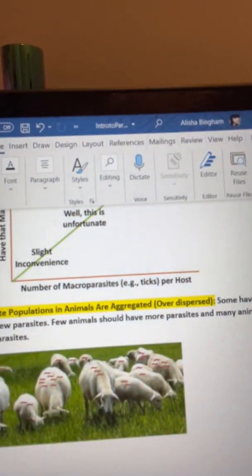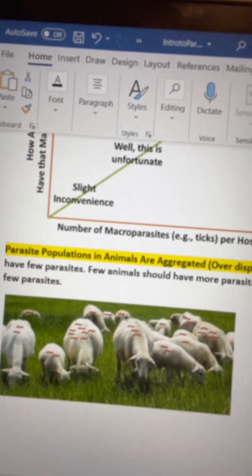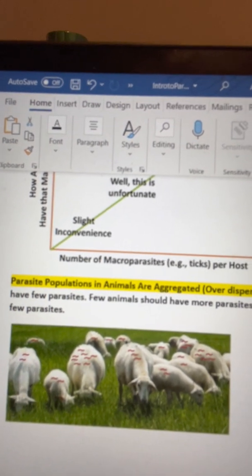So what happens when animals get parasites? Well, as the number of parasites keeps going up, they become more ill or ultimately die. So the parasite populations in animals are aggregated, or over-dispersed. So some have many, and then some have very few parasites. There are more animals that have few parasites, whereas there are a few that have a lot. So that's what it means by aggregated. So a small amount have a lot of parasites, whereas overall, many of them have a small amount of parasites.